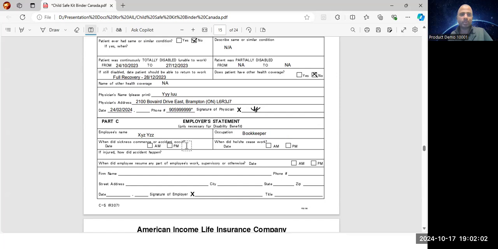When did the sickness commence or the accident occur? Again, this should match Part A. Let's say this was sometime late in the evening, and the date will be the same date as Part A. So this is 24th October 2023. When did he start working? Just around the same day. In this case, this is PM, and he stopped working 24th October 2023.